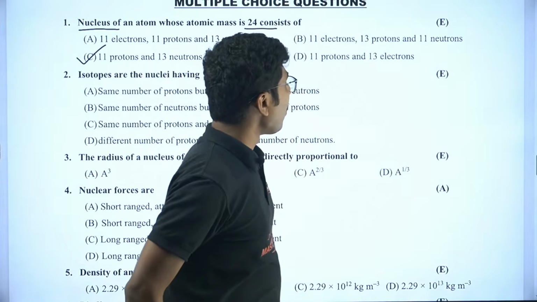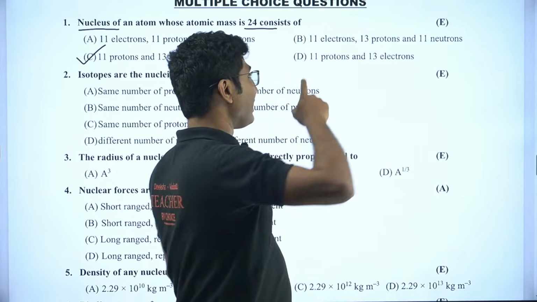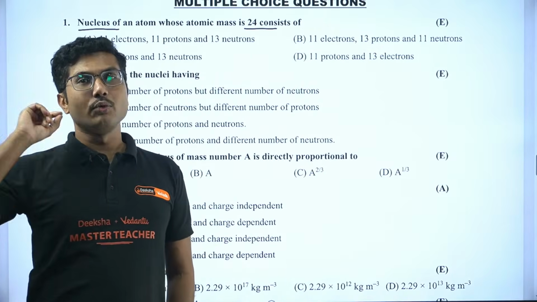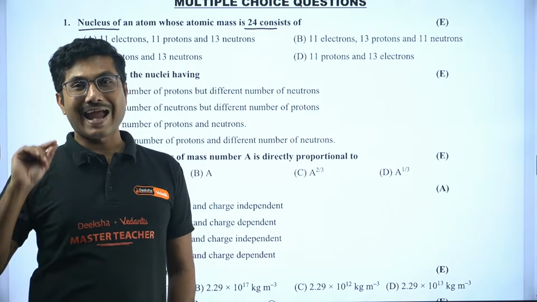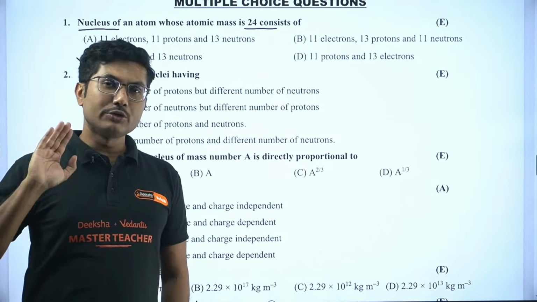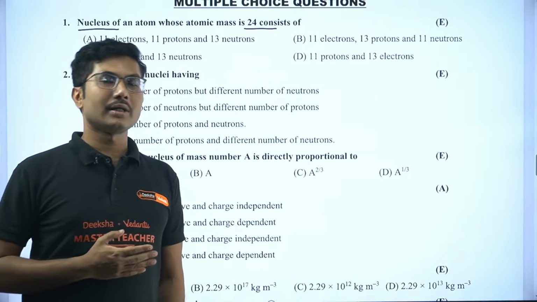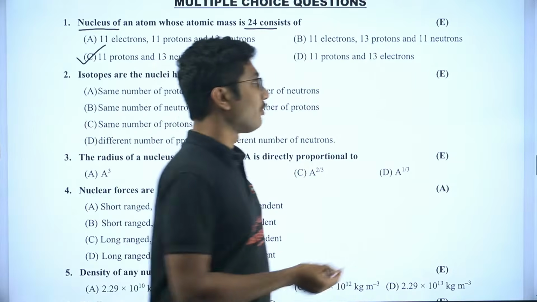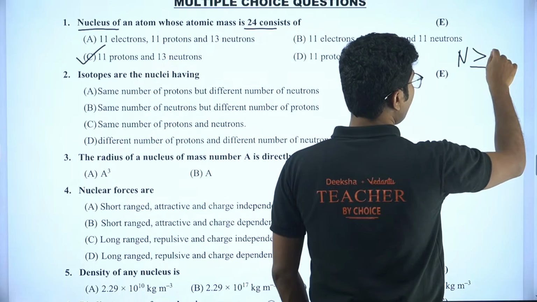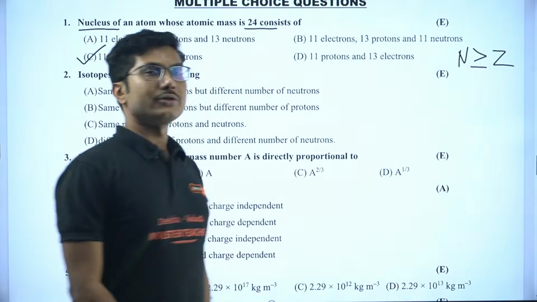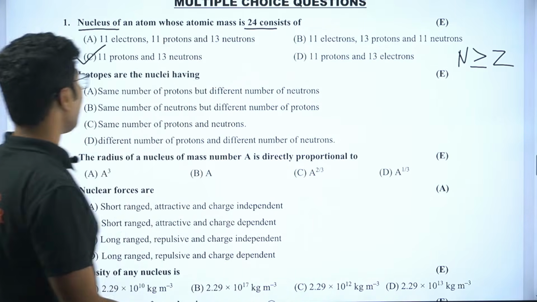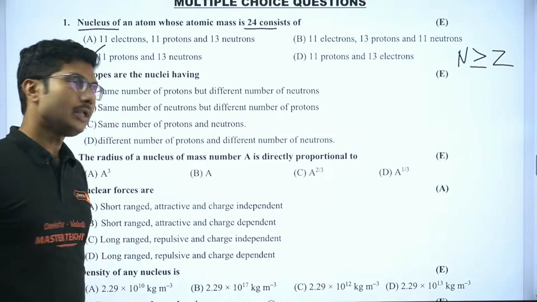Now remember, one more combination could be there: 11 neutrons, 13 protons. Remember that the number of protons cannot exceed the number of neutrons. At best they can be equal. The neutron number will always be greater than or equal to the number of protons. That is also one reason. Here 11 protons, 13 neutrons is possible, so that is the answer.